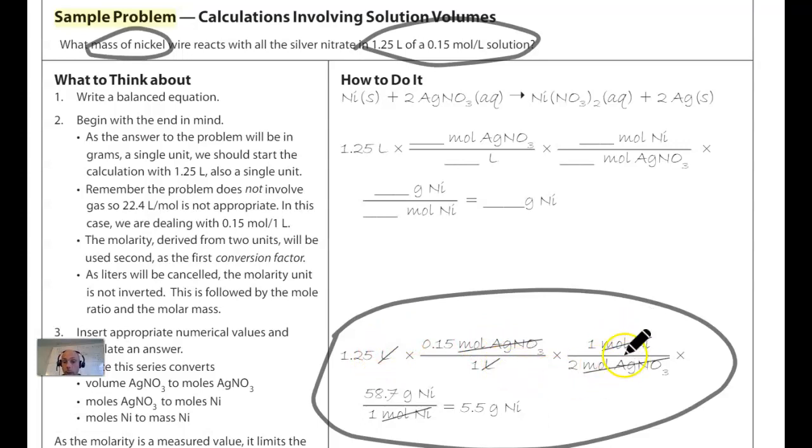Then we use the mole ratio, as we always do in the next step, to convert from what we're given, silver nitrate, to what we're trying to get to, nickel. And since in this one, once again, we're going to mass, we use the molar mass up top to convert from moles of nickel to grams.